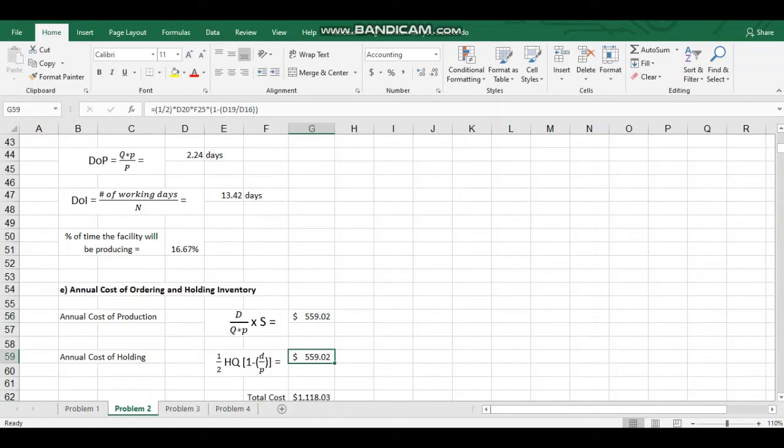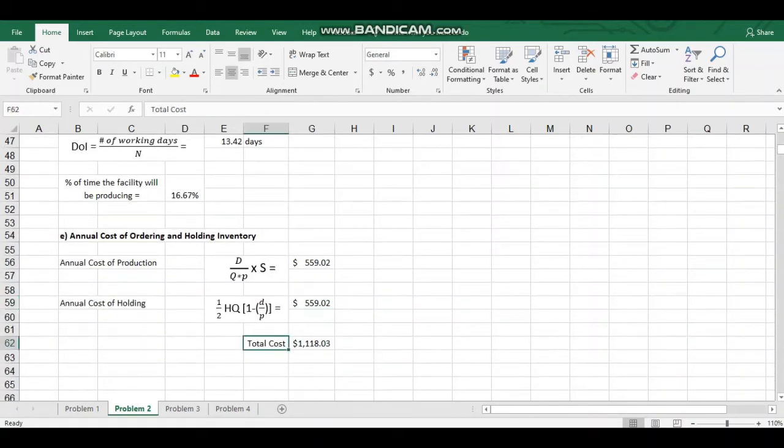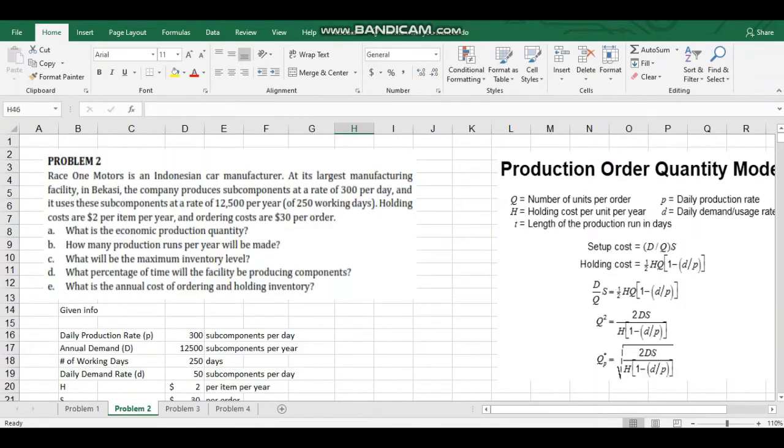It's the same, though. And finally, to find the total cost for this case, you just have to sum the annual cost of production and the annual cost of holding. Okay, we're done for problem 2.